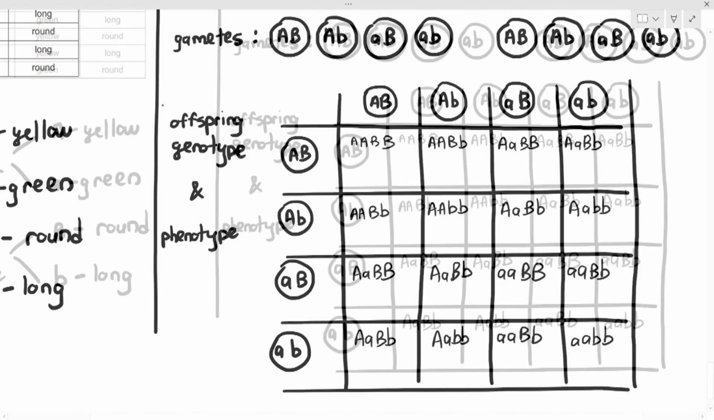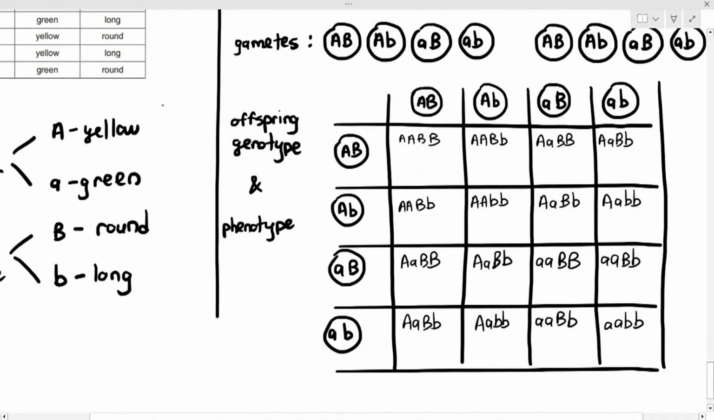Remember, large A is yellow, small a is green, large B is round, small b is long, okay? As long as there's one large A and large B in the offspring, it will be yellow. So take your time, okay? Remember, if there's one dominant allele over the recessive allele, the dominant allele is always expressed. Pause the video, write out the phenotypes. You need to write out the phenotype for the color of the fruit and also the shape of the fruit, yeah? So once you're done writing it out, unpause and check your answer.